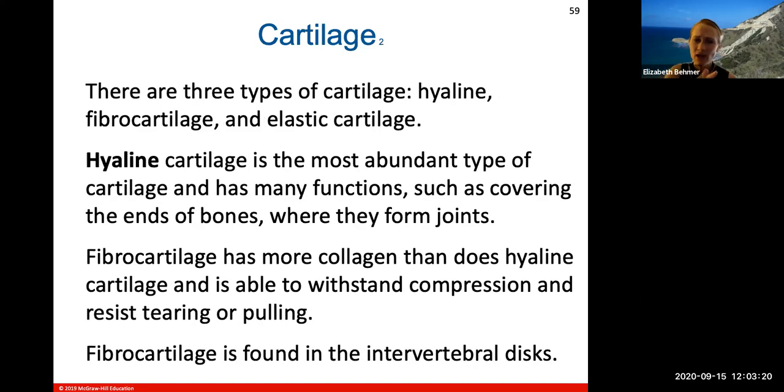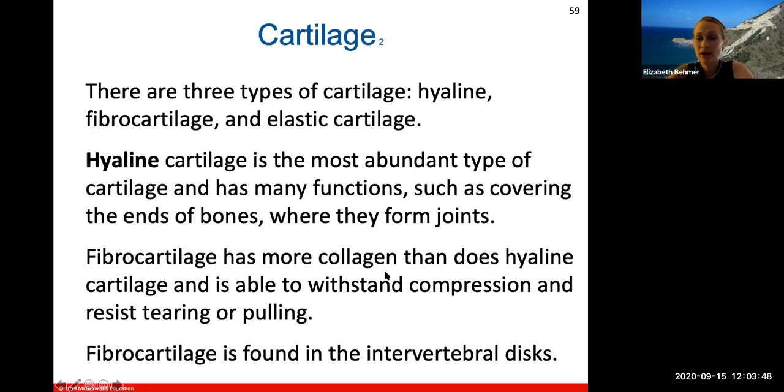There are three types of cartilage: hyaline, fibrocartilage, and elastic. Hyaline cartilage is important to know because it's the most abundant type of cartilage. Hyaline cartilage covers the ends of your bones. So when people need knee replacements, it's when the cartilage surrounding the connection of bones in the knees has been completely worn down. So it can be really painful. So hyaline cartilage forms the end of your bones.